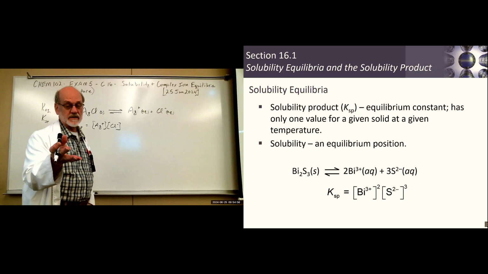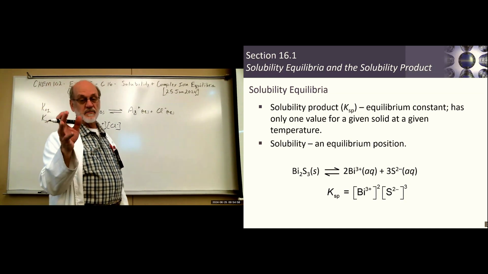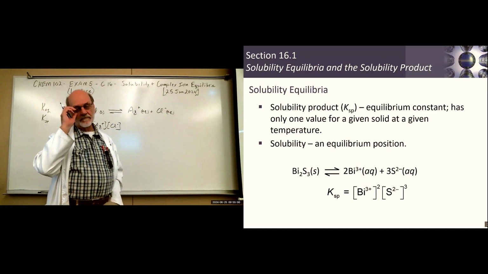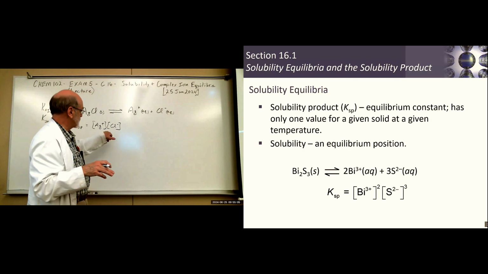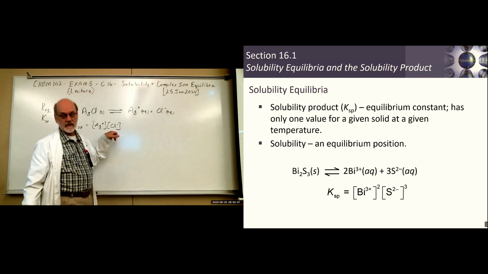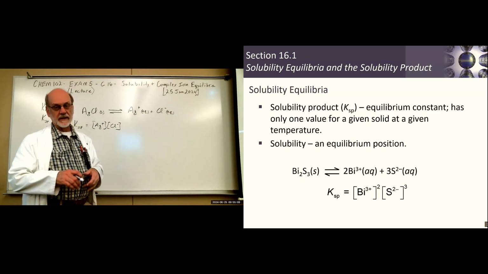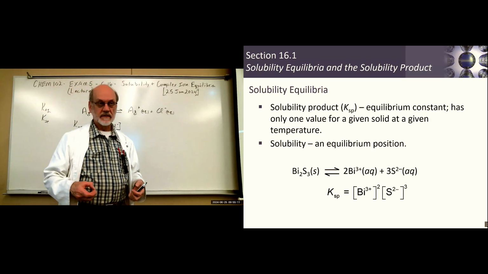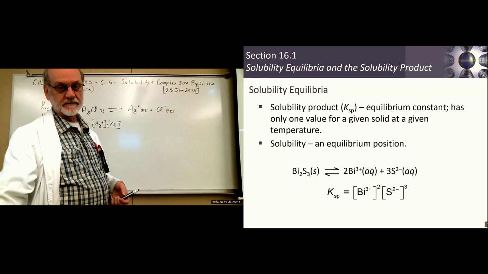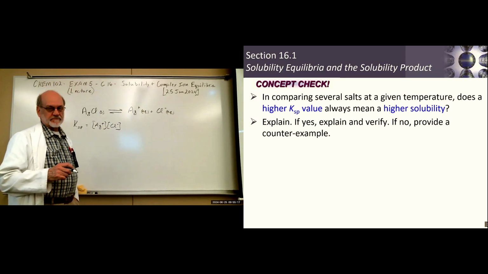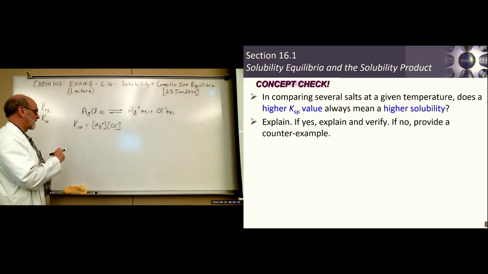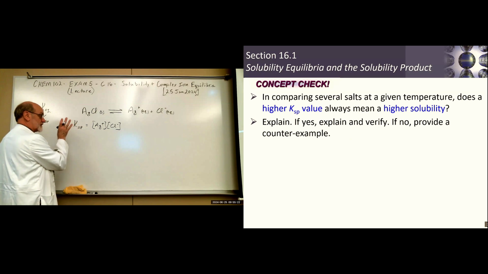Now, our example here is bismuth sulfide. It's going to have some powers attached to it. The bismuth is going to be squared and the sulfide cubed because of the coefficients in the balanced equation. That's a solubility product, and for a given temperature, this is constant.